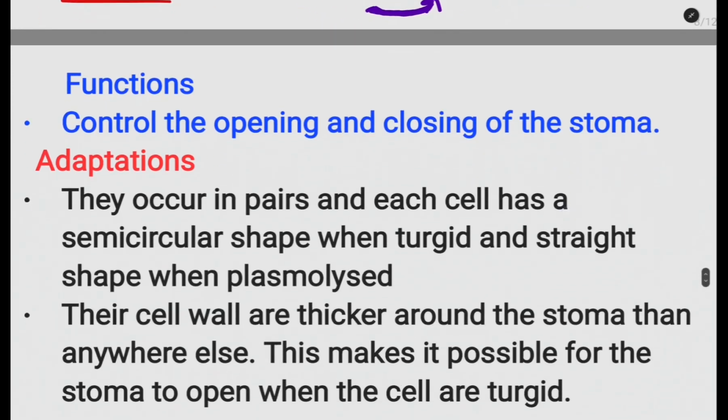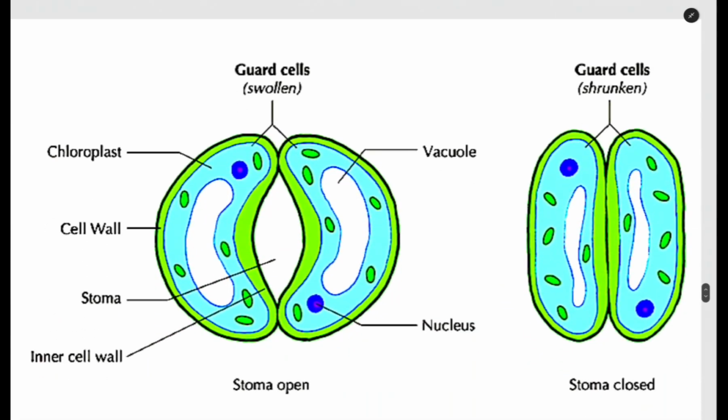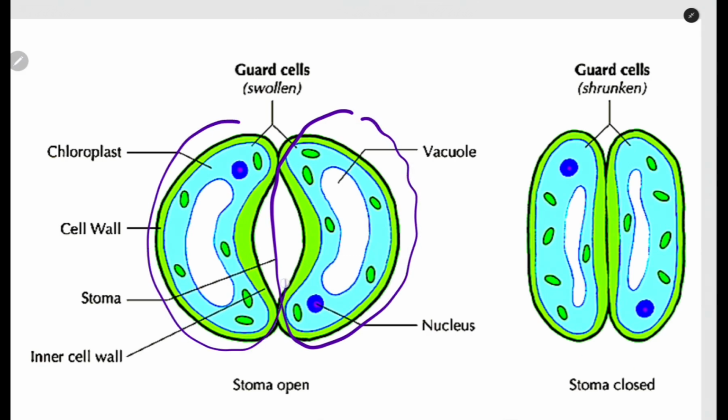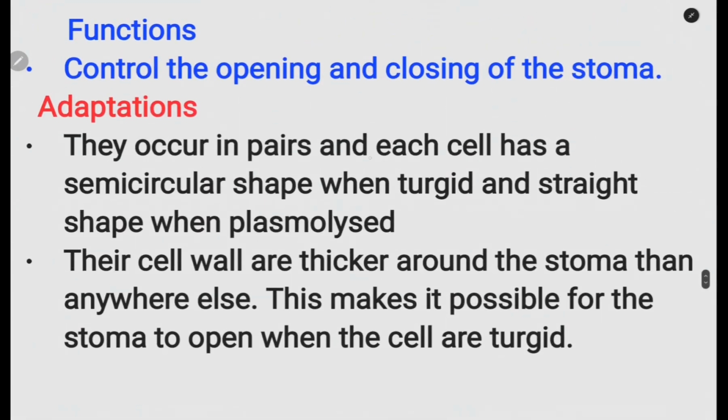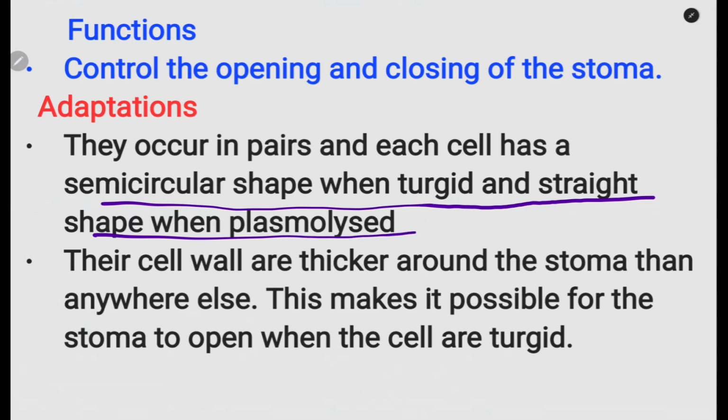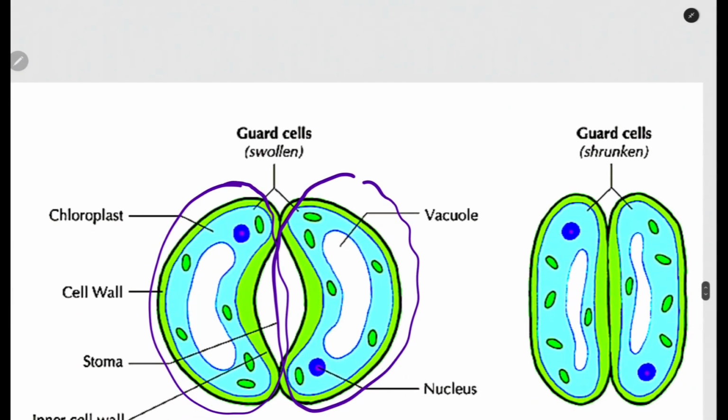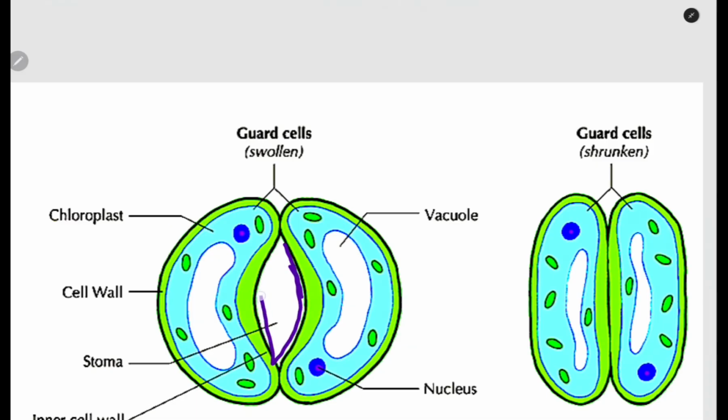Now, what are the adaptations? These occur in pairs. Let me just go and look at the diagrams. So the adaptation of the guard cell is that they occur in pairs. This is a guard cell, and also this is a guard cell. They cannot occur separately. So we are saying they occur in pairs, and each cell has a semicircular shape when turgid and straight when plasmolyzed. When they gain a lot of water, they become turgid or they swell. As a result, they cause the opening here. Okay, they cause this opening.